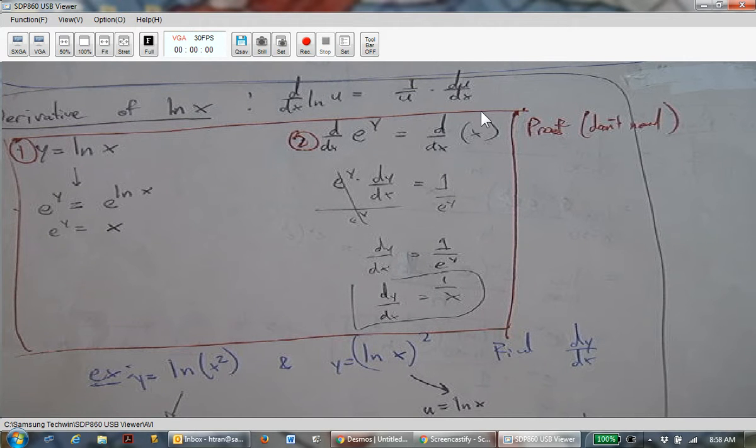The derivative of u. So ln of x, I know the derivative is going to be 2x. Just say purple. This one is more complicated.